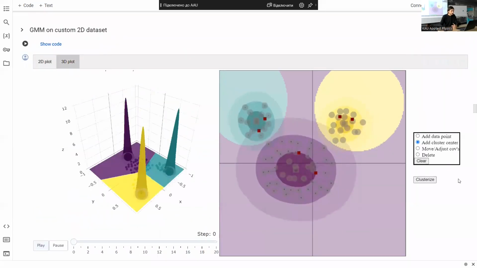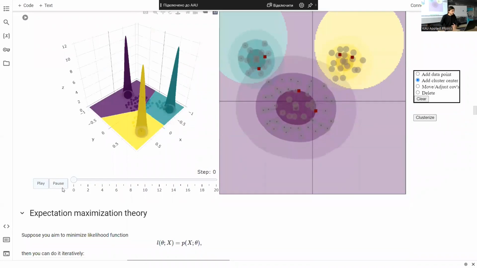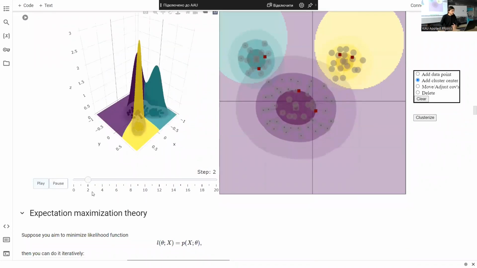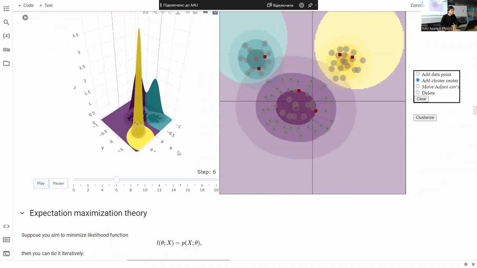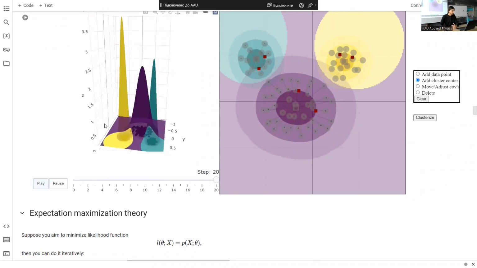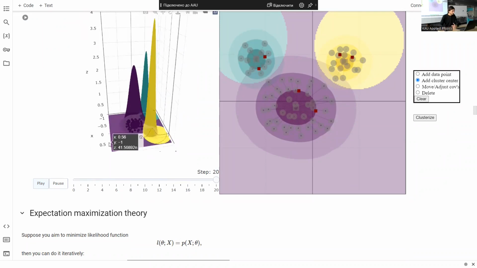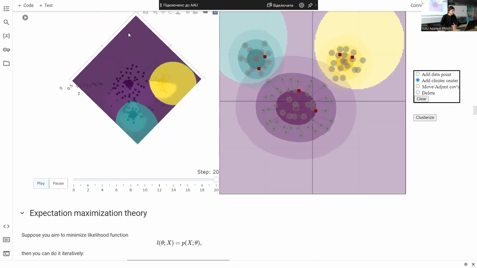And here is the 3D plot that we have. So here I started, and here's how it's going. Okay, so that's what we have.